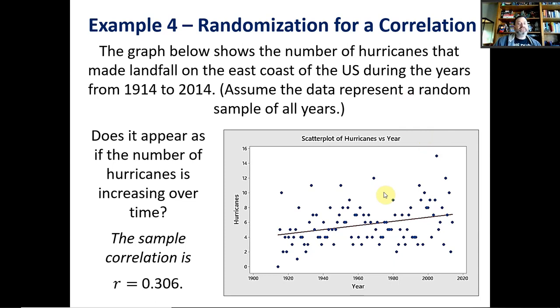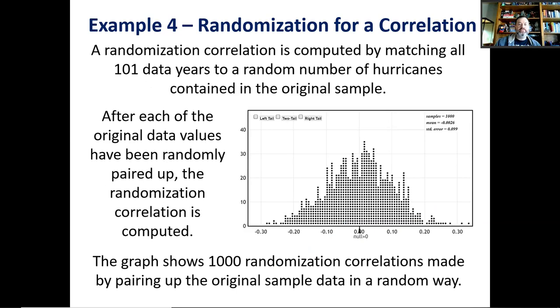So the idea is, how do we do a randomization distribution here? Well, it might be hard to imagine how it works, but after I show you, it should make sense. The way we do it is we match all the 101 data years to a random number of hurricanes contained in the original sample. So it's a one-to-one correspondence.